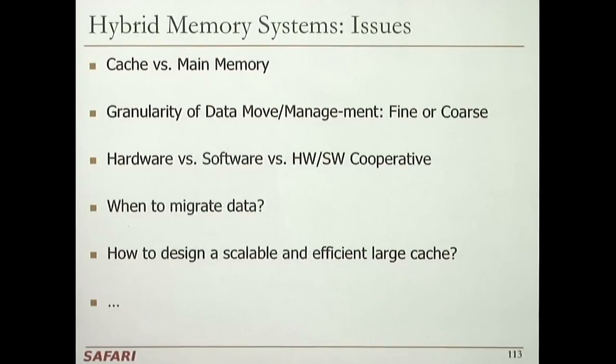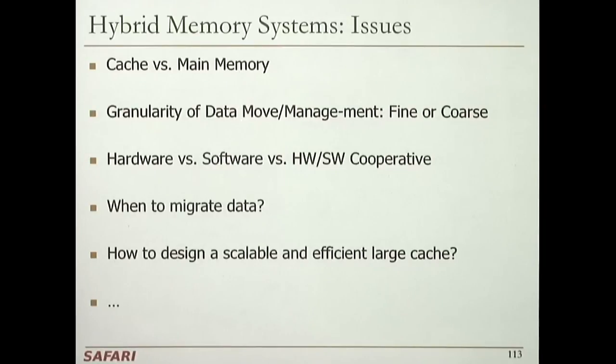And when do you bypass one memory to another? There are many design decisions here also. And if this is used as a cache, how do you design a scalable and efficient large cache? Because the caches that we've been used to so far are smaller, right? Now we're talking about, let's say, 4 gigabyte DRAM, 1 gigabyte DRAM.